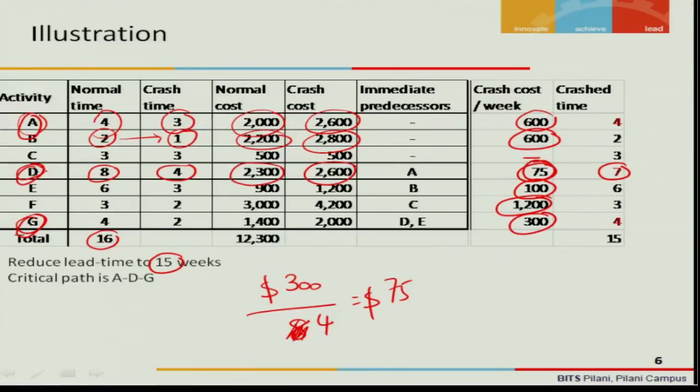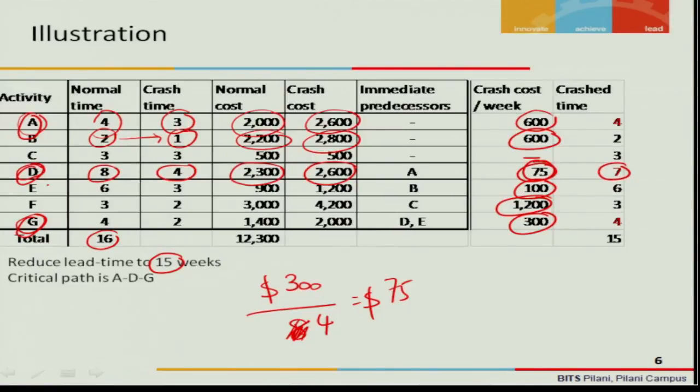So how will you do that? You need to first look at the crash cost per unit time. Look at the activity that has got the least escalation. Look at that activity, is it falling within the critical path? And also look at whether it is possible to crash it or not. If all these conditions are satisfied, then you go ahead and crash it.